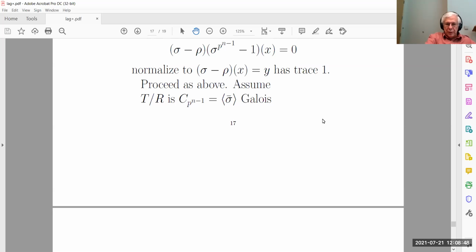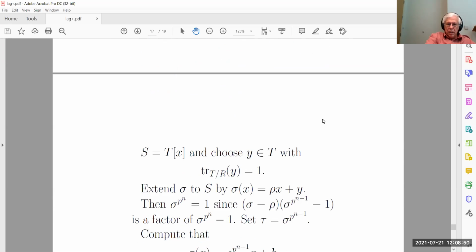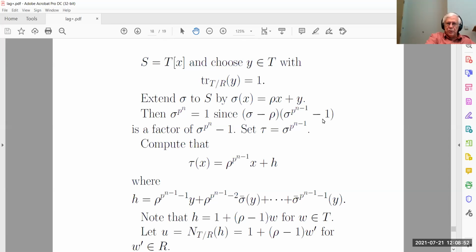T over R is cyclic of degree p to the n minus 1, Galois. S is T[x], and I choose a y in T of trace 1, and I extend sigma to S by sigma of x is rho x plus y. This works fine because basically I've guaranteed that sigma has order p to the n. And then I need to invert some stuff.